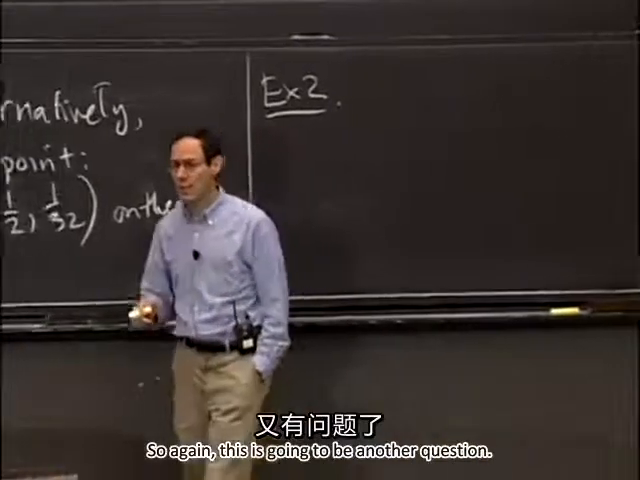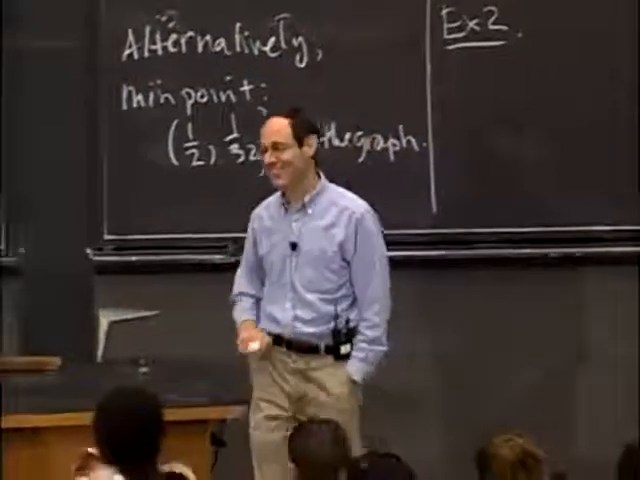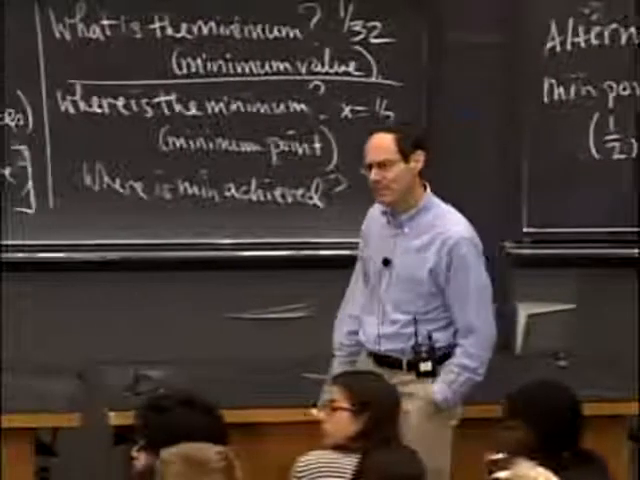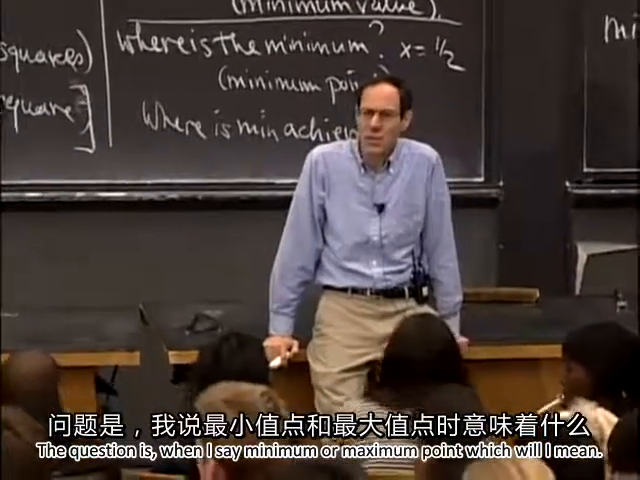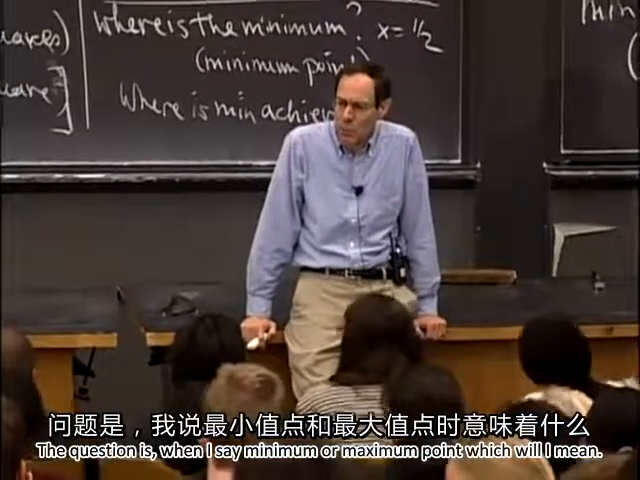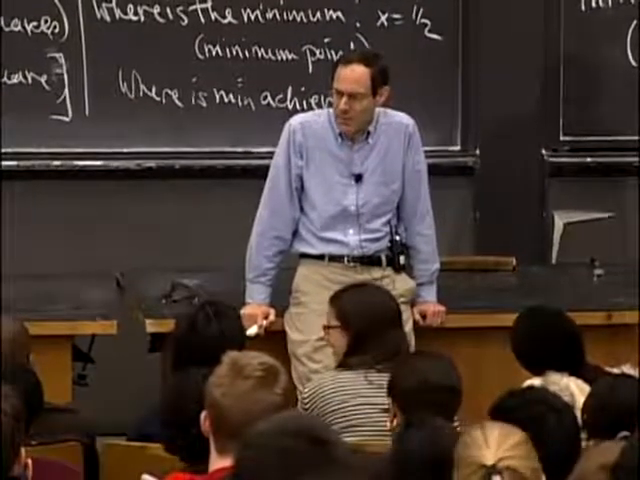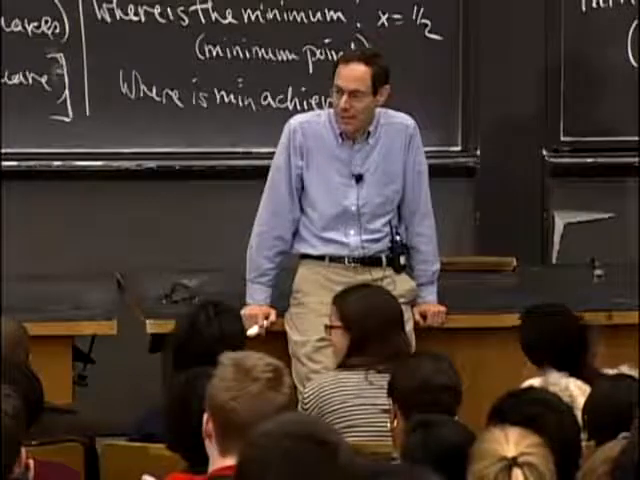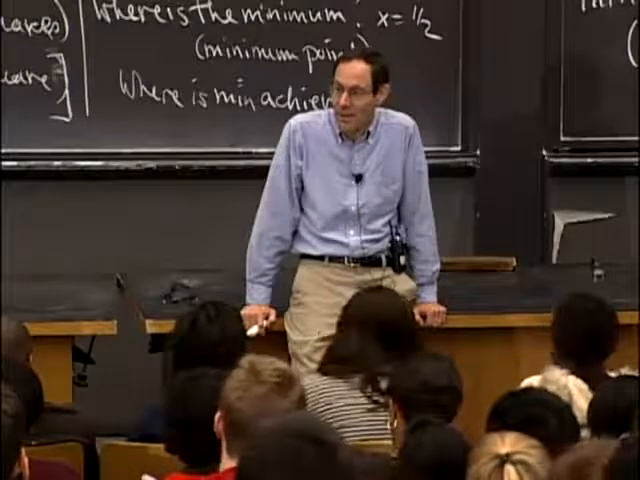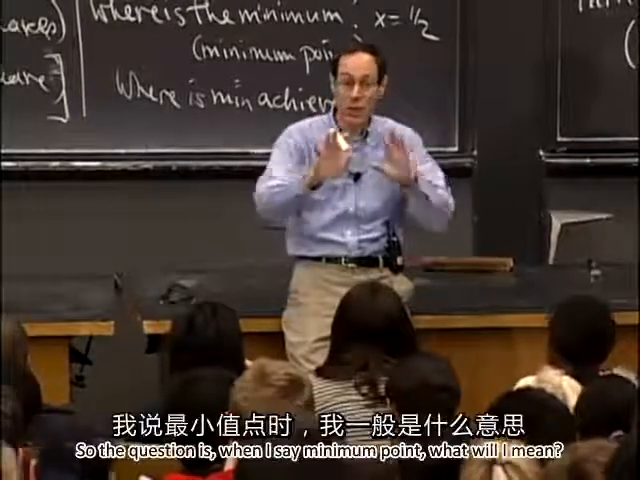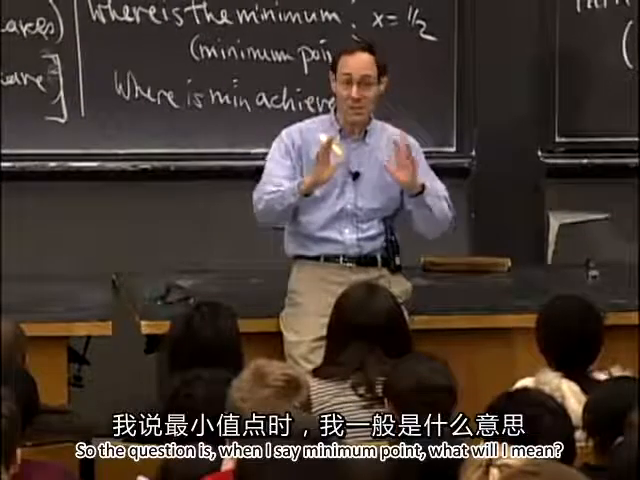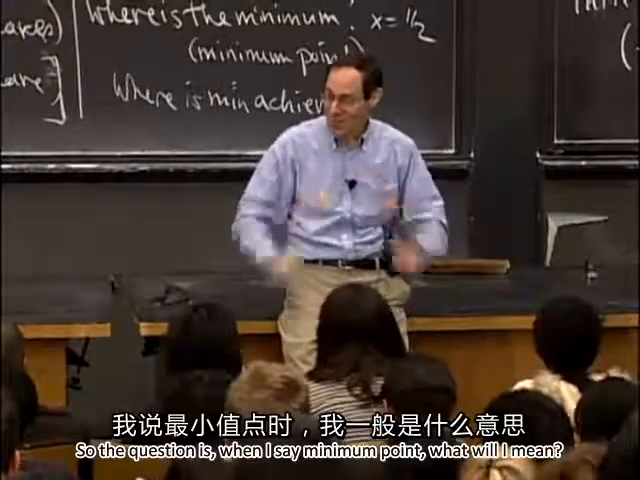So again, this is going to be another question. Sorry, very quickly. When you say minimum or maximum point, which will you mean? X value or actual point? The question is, when I say minimum or maximum point, which will I mean? I just repeated the question. So the question is, when I say minimum point, what will I mean?